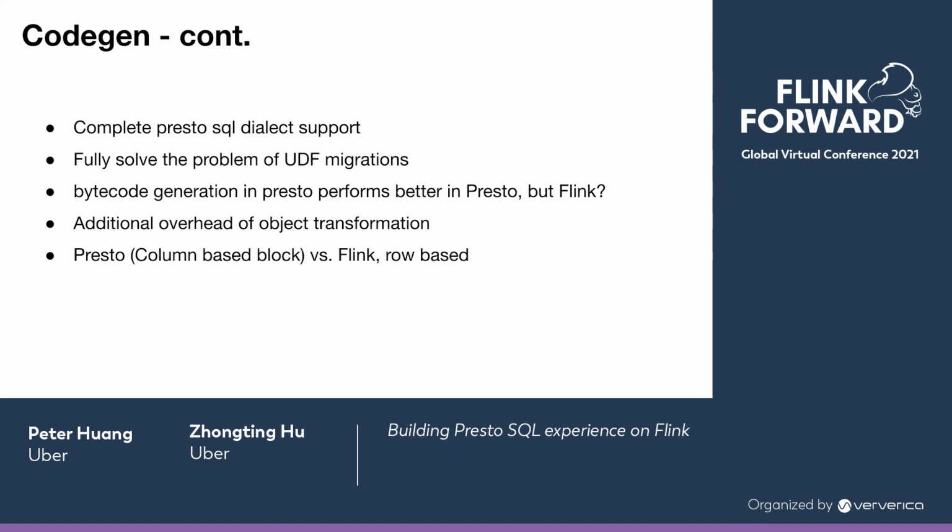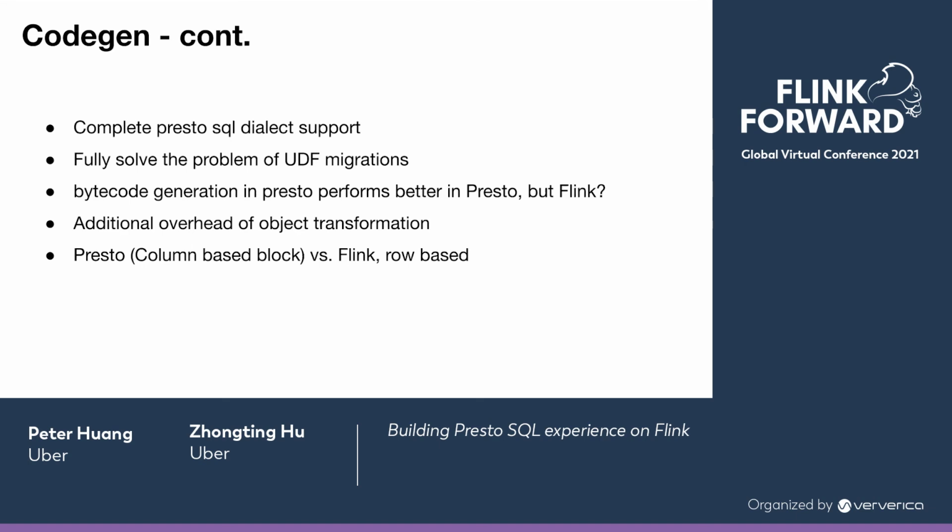Also, Presto workers are long running processes, so all these workers are able to cache some of the bytecode generation in order to avoid generating duplicate code. So these are some optimizations in Presto, but Flink has a completely different running engine. It is running on different containers and different jobs going up and down, so basically it cannot use this kind of optimization already in Presto.